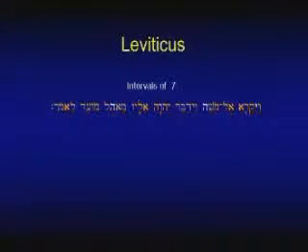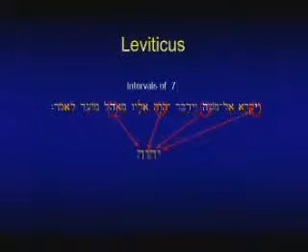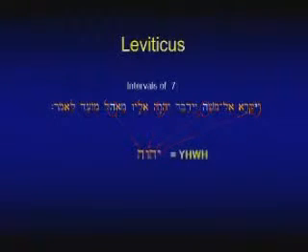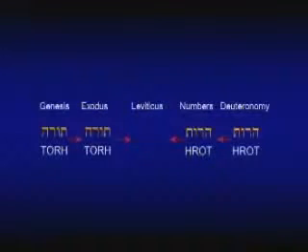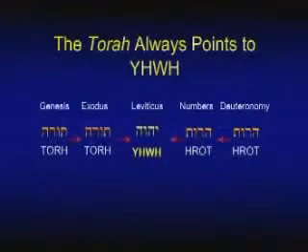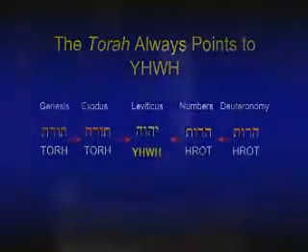So we're puzzled by this. We look at Leviticus a second time. We discover that in intervals of 7, the square root of 49, we have a Yod, He, Vav, He, or the unpronounceable name of God. And now we discover that in Genesis and Exodus, it's spelled forwards; in Numbers and Deuteronomy, it's spelled backwards. The Torah always points to the name of God.